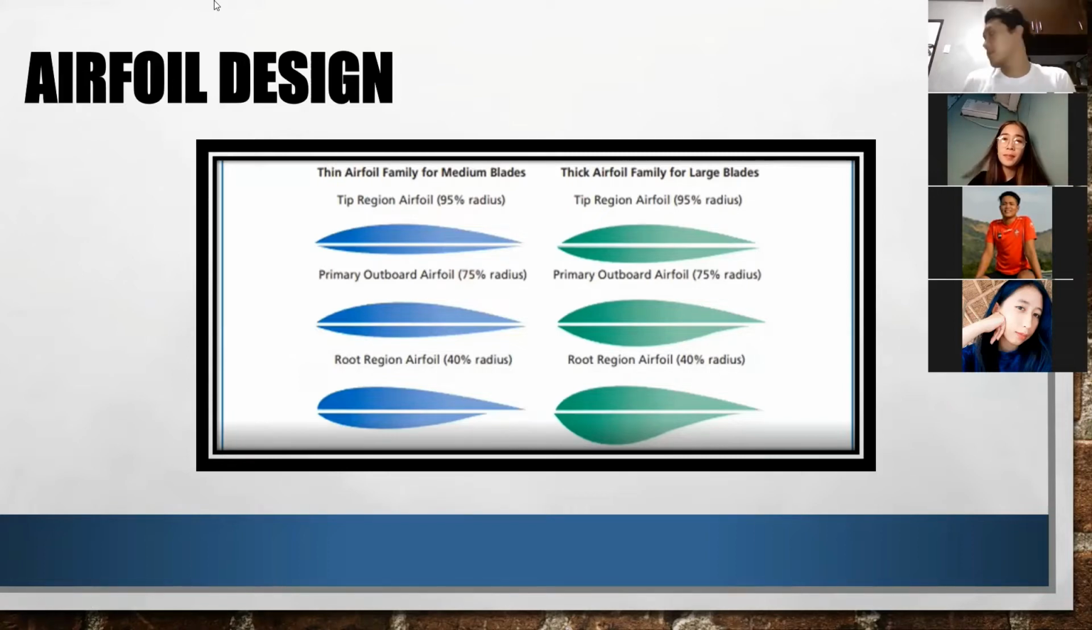Okay, so dito sa airfoil na to, meron tayong tinatawag na medium blades and large blades. So, i-observe na lang natin how different it is sa radius nila as well as dun sa paggagamitan nila. So, kailangan natin i-observe kung saan ba sila nababagay na gamitin. Next.